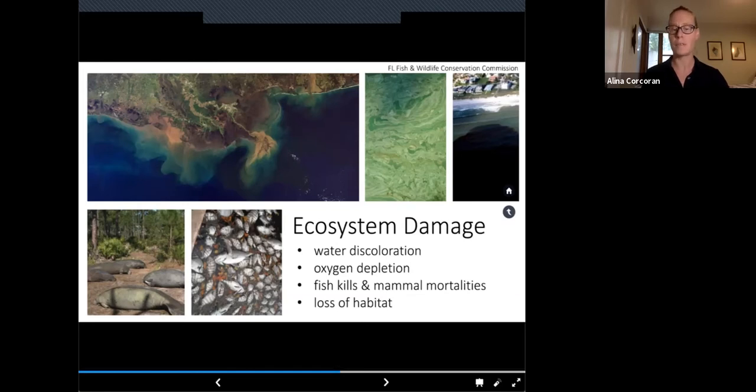They will deplete oxygen, resulting in fish kills and mammal mortalities. They'll result in a loss of habitat. And I mentioned that some blooms produce toxins. And so the red tide organism, Karenia brevis, does produce a potent neurotoxin. And so these dead manatees and dead fish, they died from toxin exposure. In the case of manatees, the neurotoxin paralyzes the manatee and it's not able to lift its head up to breathe air. And so it suffocates.